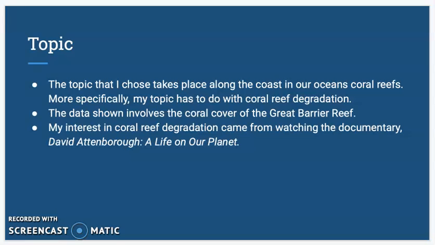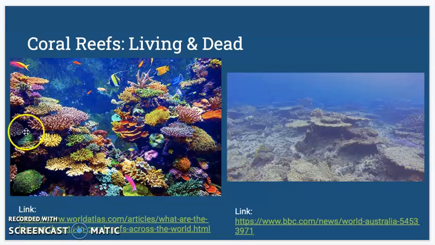that time I watched the documentary titled David Attenborough, Life on Our Planet. It showed images and videos of what was once a thriving reef that had turned to something empty and dead. As you can see here on the left is a coral reef full of life, and this is a coral reef that has died. And this is caused by many different things, like oceanic pollution for one thing.